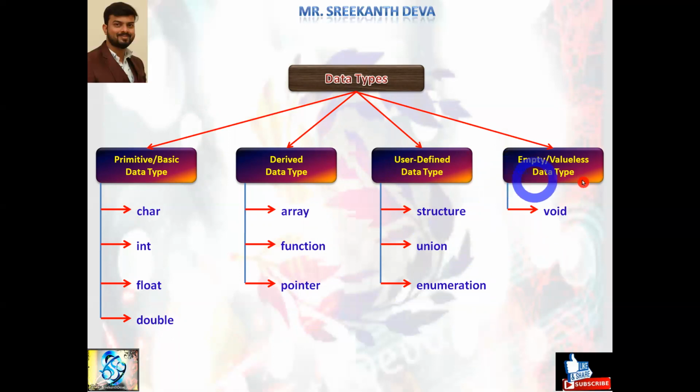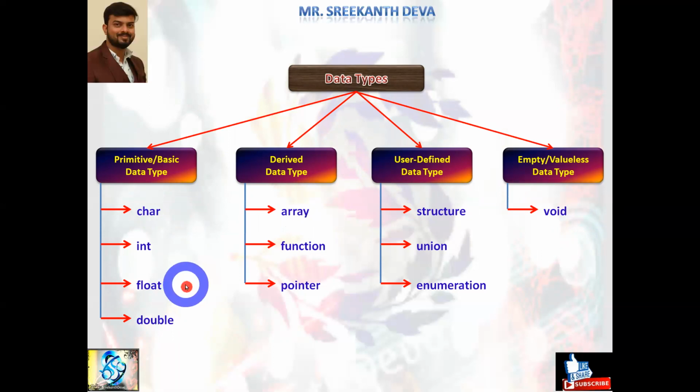And the empty data type or valueless. Here void is a keyword. See, generally we use void for what? Functions, right? Void means function. Void is nothing but an empty data type or valueless. It does not return any value to the calling function or main memory. Void is an empty type or valueless. So this is about the different data types supported by the C programming language.